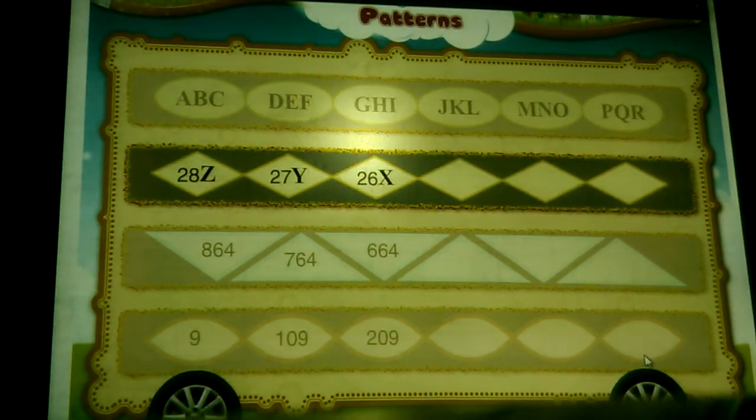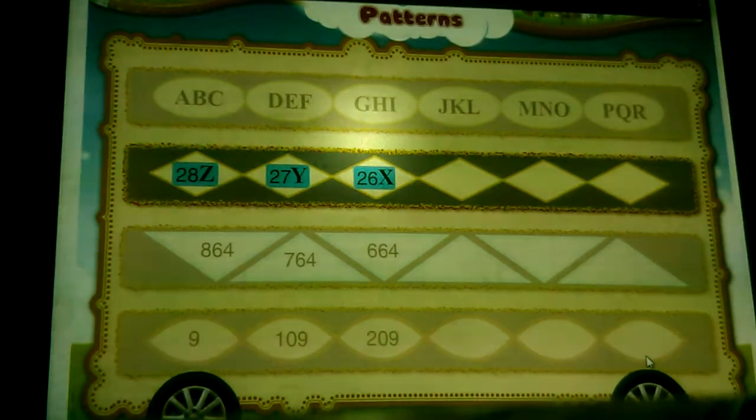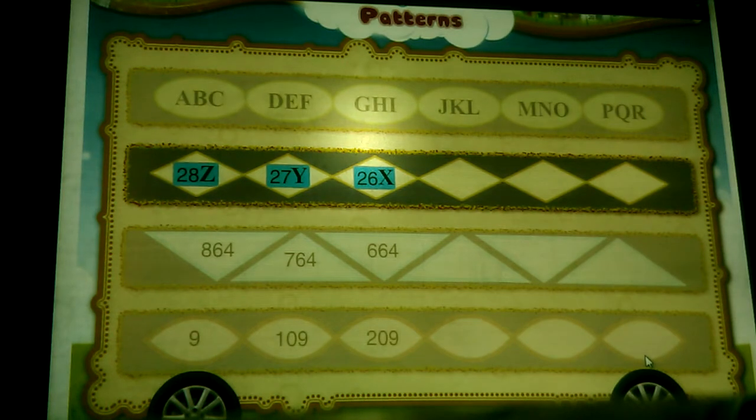See the next pattern. Here, in the first diamond, 28Z is written. In the second, 27Y. And in the third box, 26X is written. Here, the numbers and alphabets are in the descending order. So the next boxes will be 25W, 24V, and 23U.